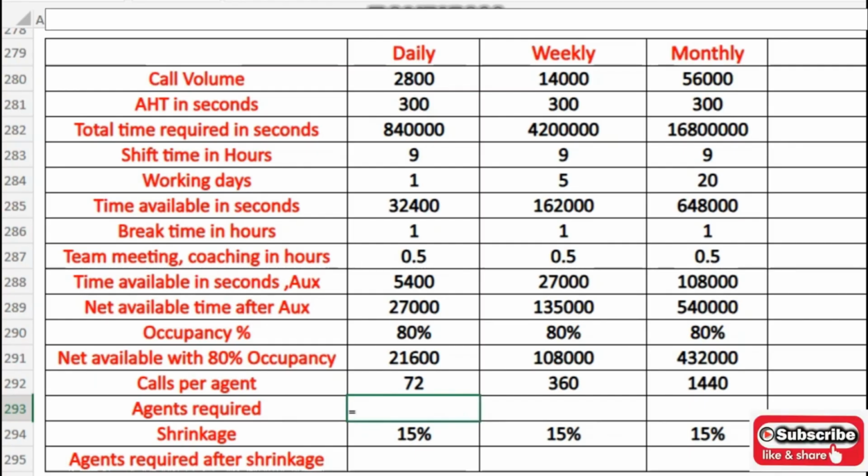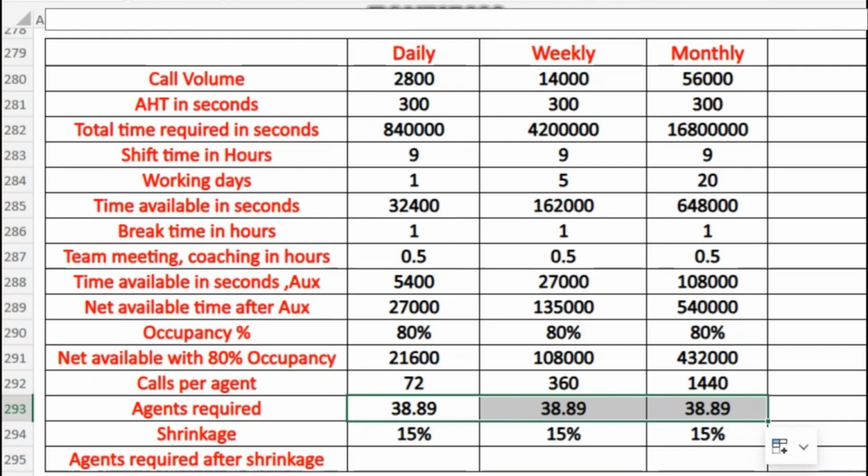So simple calculation would be your 2800 divided by your calls per agent. So I need to have approximately 39 agents to handle that workload, to handle that call volume.